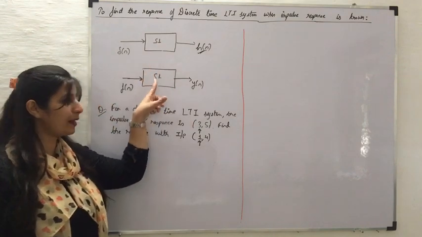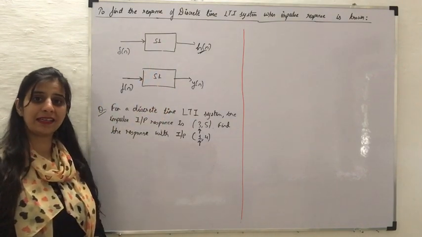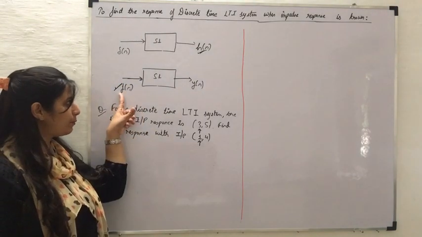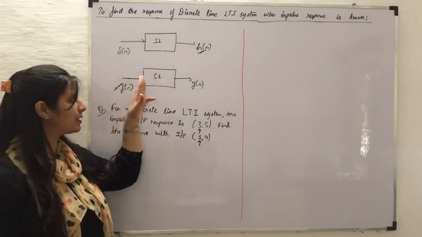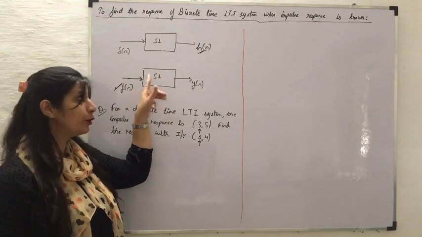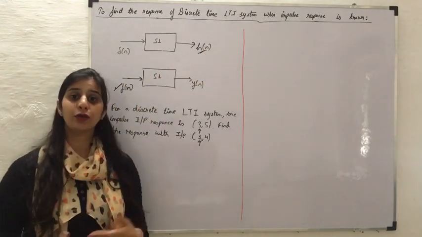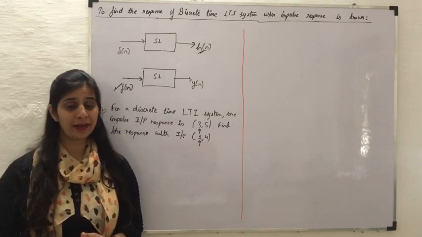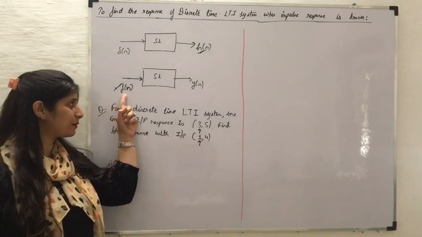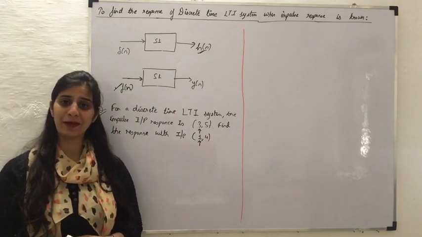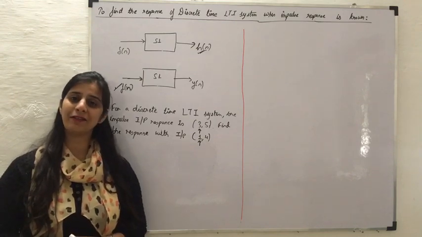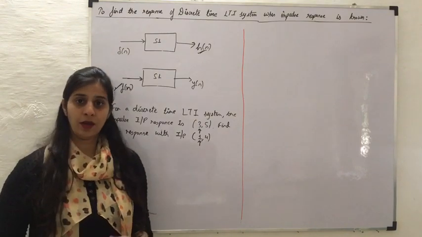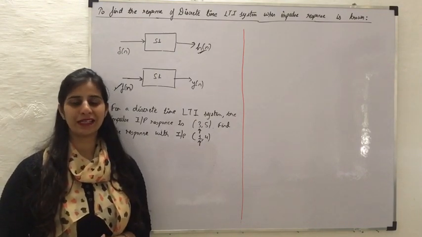Now to the same system S1, I am giving some other discrete time function as the input. My input is f of n, and for this input I want to find out how this system will respond using this impulse response. To solve this kind of problem, the procedure I will adopt is to represent this discrete time signal as a function of time shifted impulse signals. I have discussed this earlier, and the link is in the description. So let us now try solving this problem using that method.